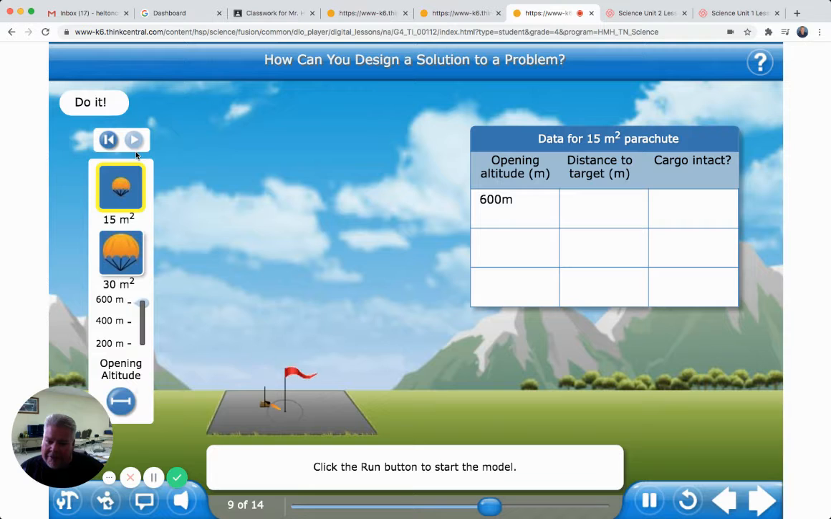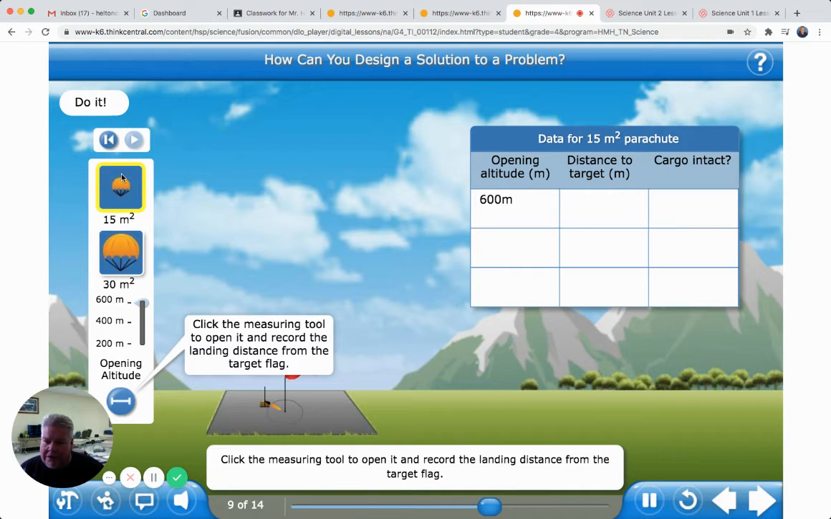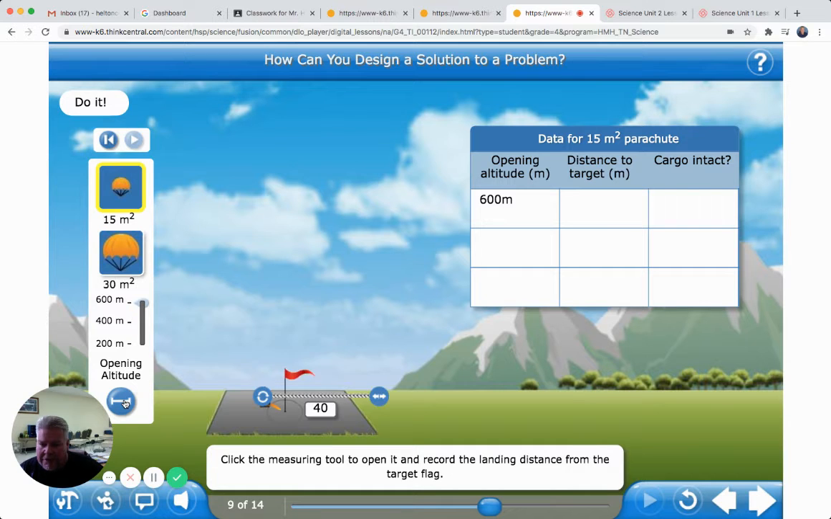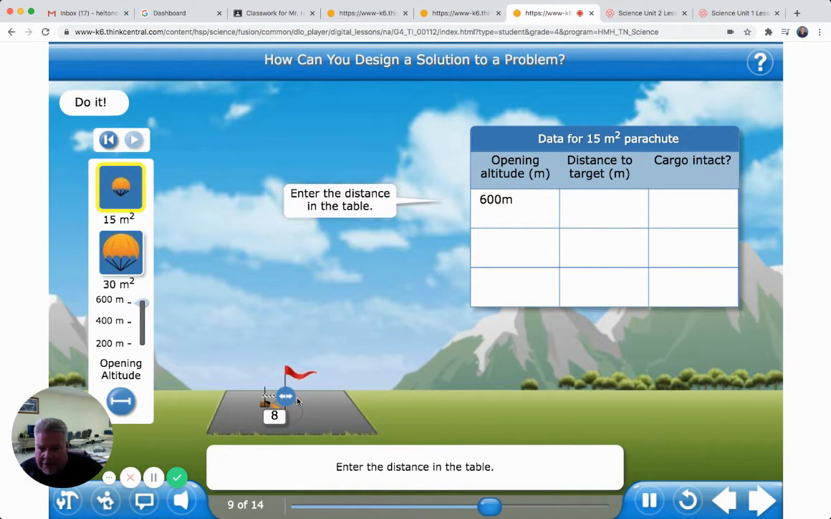Use the measuring tool to open it and record the landing distance from the target flag. Okay, so it's, what do you say, about 9? Enter the distance in the table. About 8 meters. Okay.